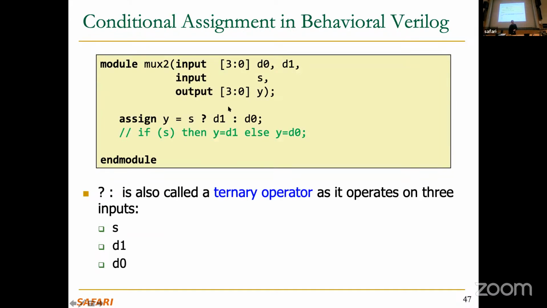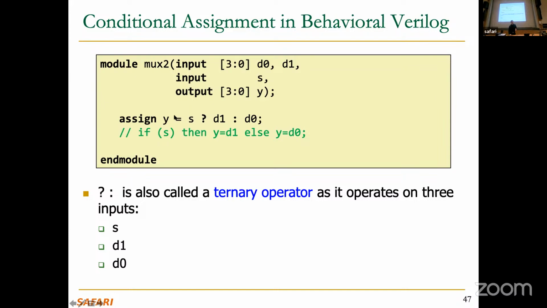So this is how you implement a MUX in behavioral Verilog. You have two 4-bit inputs, one select input, single bit, and one 4-bit output. And basically, yes, this is one way of doing it. If S is 1, then Y is equal to D1, otherwise Y is equal to D0. This is perfectly fine behavioral Verilog, but this is another way of doing behavioral Verilog. Y is equal to S ? D1 : D0.